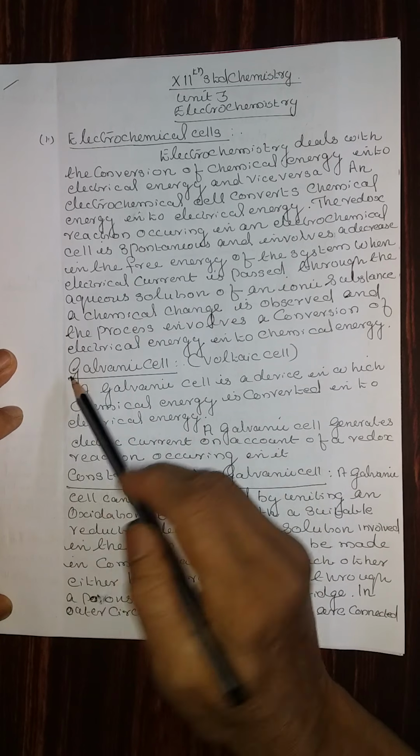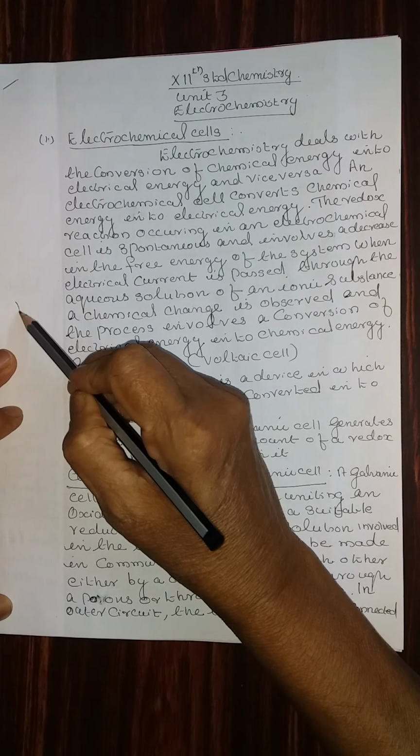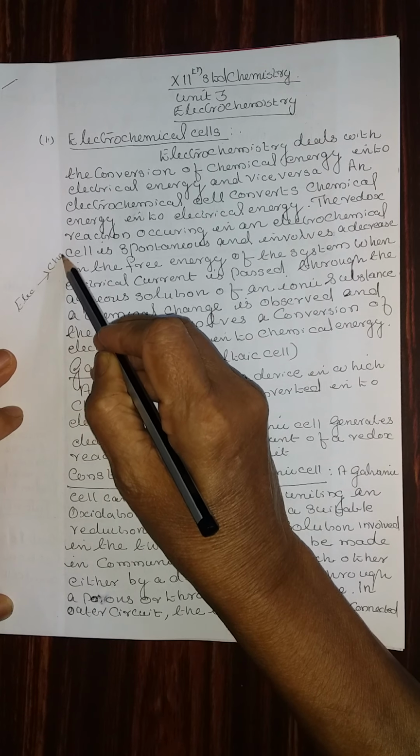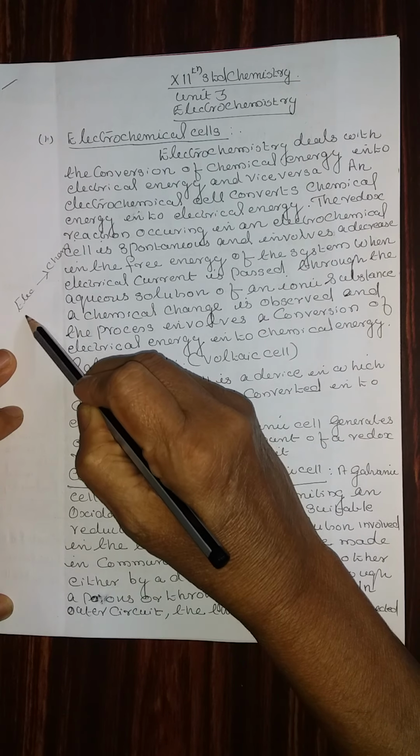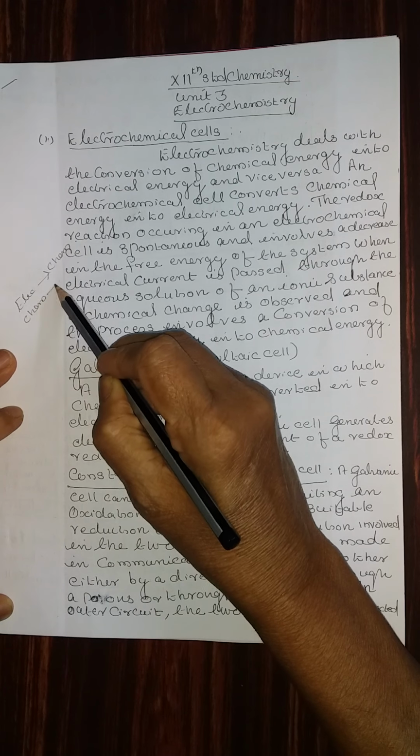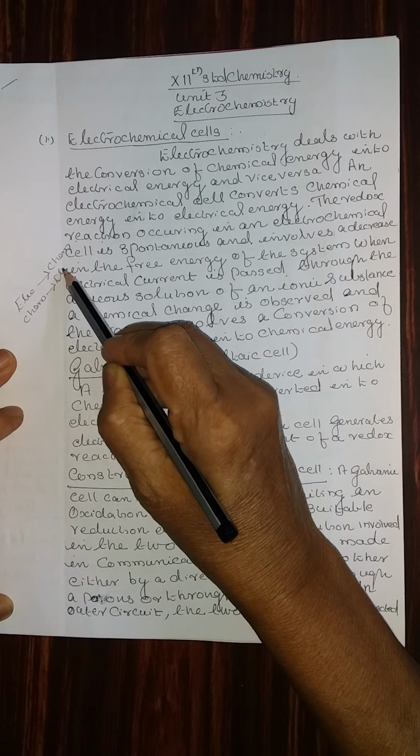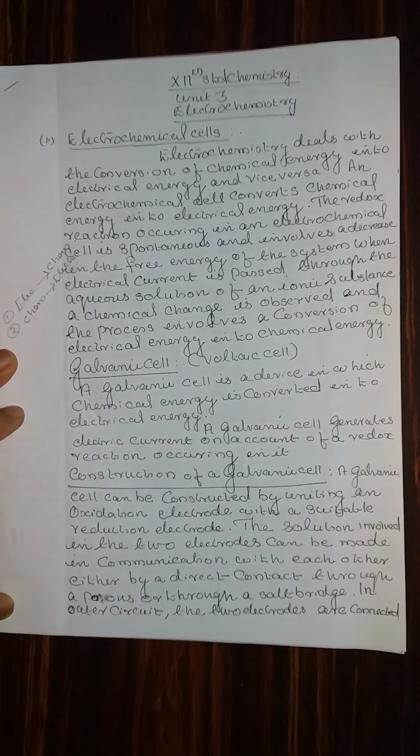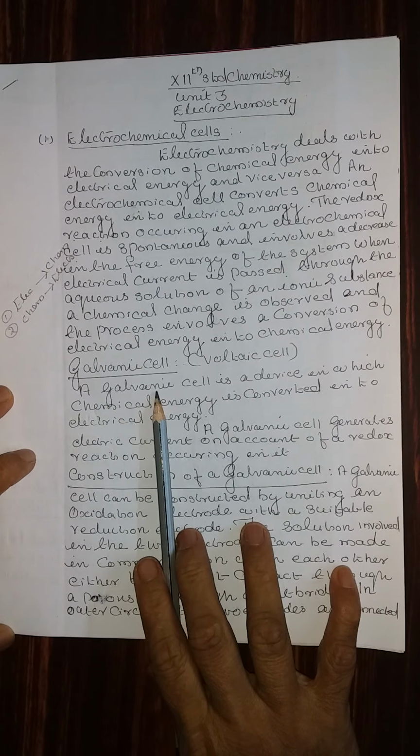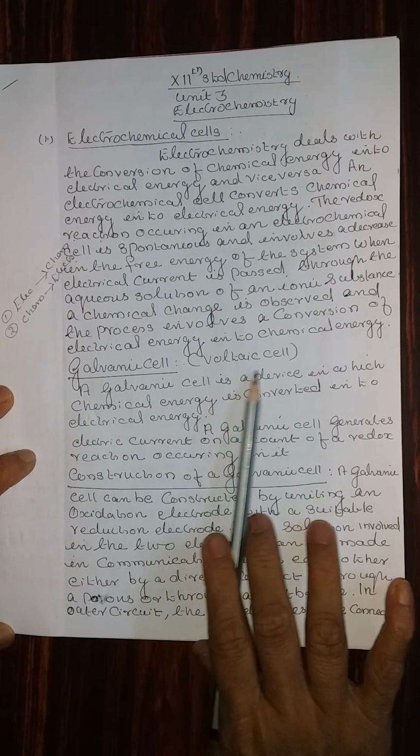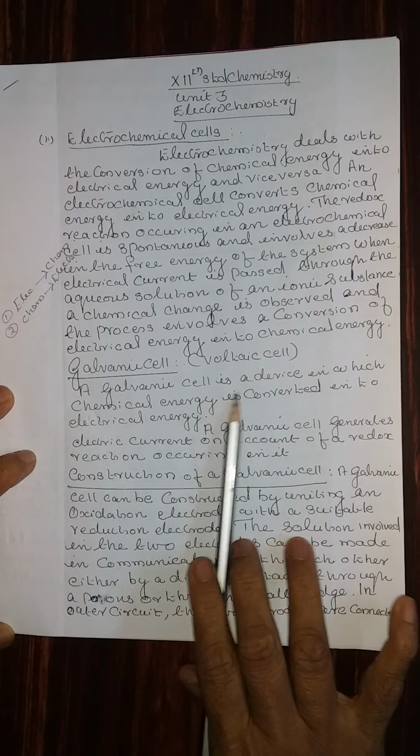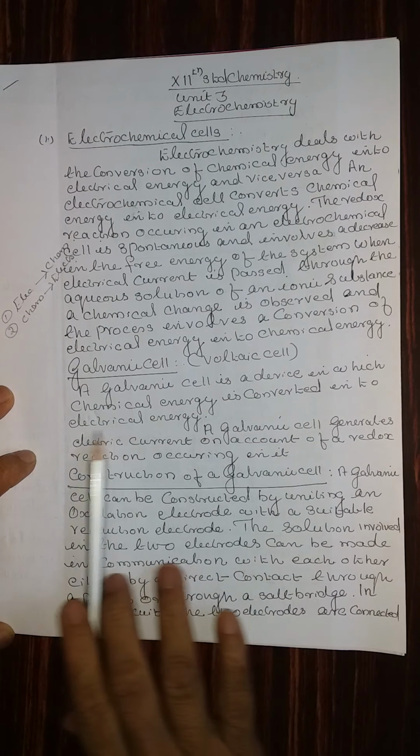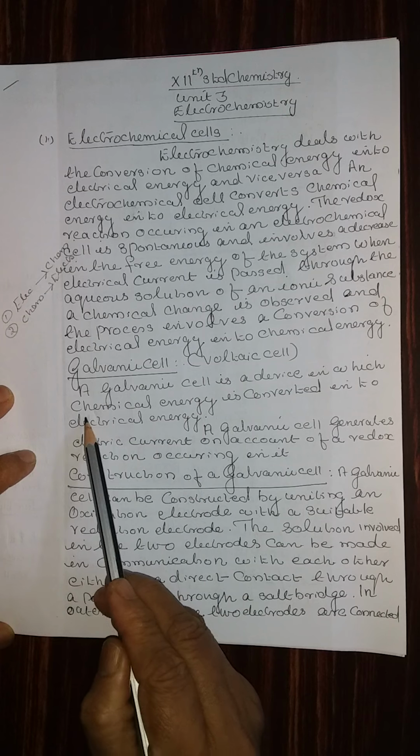That means in this chapter we are going to deal with how electrical energy is converted to chemical energy and also how chemical energy is converted to electrical energy. These are the 2 points we are going to discuss. Now, galvanic cell or voltaic cell. A galvanic cell is a device in which chemical energy is converted into electrical energy.